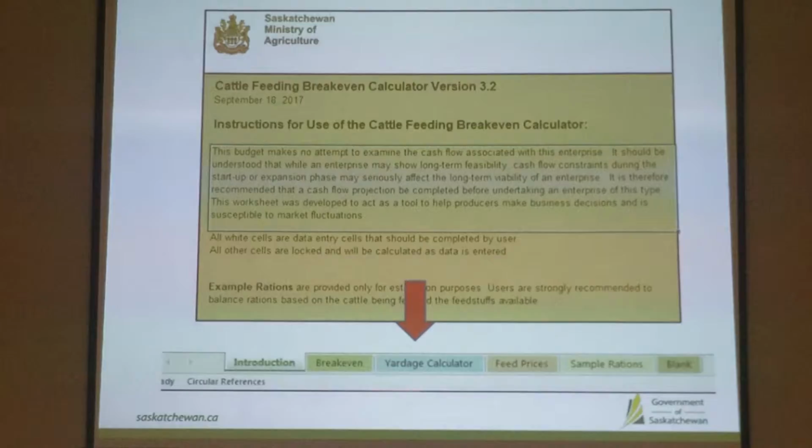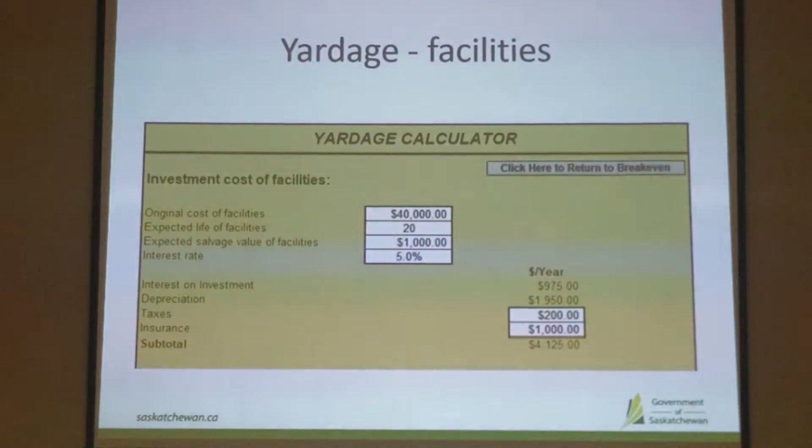On the bottom there are some tabs, so you click on that yardage calculator tab. I'll just work you through a quick example of how this works. The first thing you want to do is put in your facility costs. In this case, our original cost of facilities is about $40,000. We expect those to last for about 20 years, and at the end of that 20 years, the value is going to be about $1,000, so not very much.